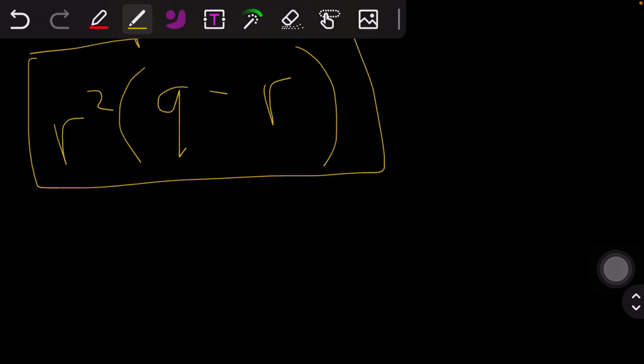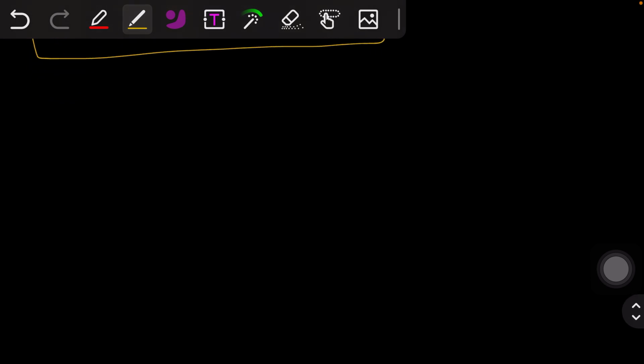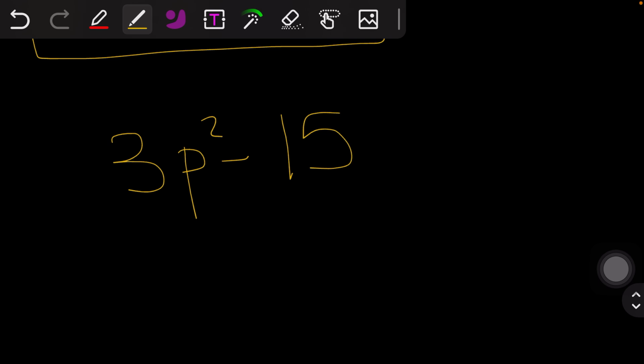Just a couple more examples. Let's do 3p squared minus 15q. Again, we're just talking about binomials, so I'll stay on that track. It's the same situation as the previous examples. What can we divide out of both of these two terms?